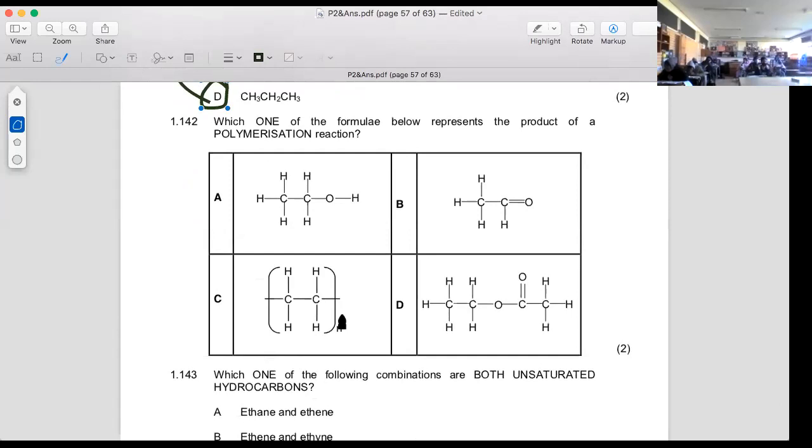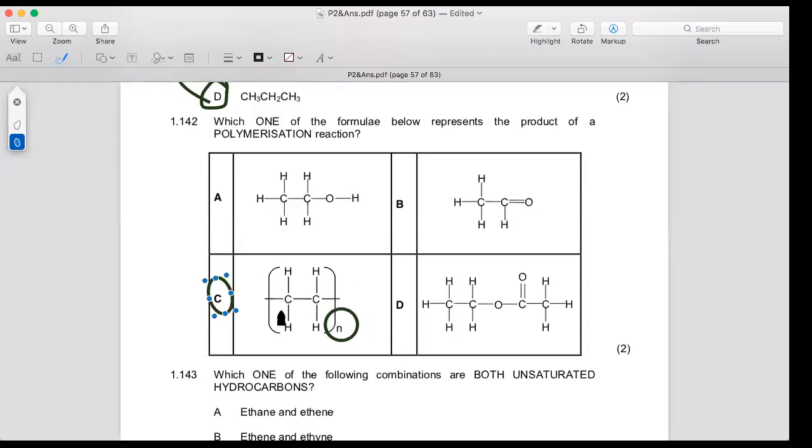Do you see this N here? What does that mean? It means this just keeps on repeating. This is a long chain of, this is a polymer called polyethane or polythene. It's just a repeating chain of C2H4. It's made from ethene. Lots of ethenes joined together. So the answer is C. That is a polymer. Whenever you see a little N here with a squarish kind of curly bracket around it, that means this is a long chain of something.